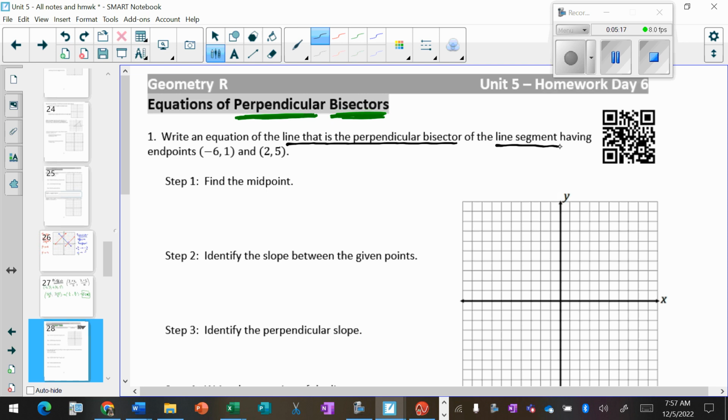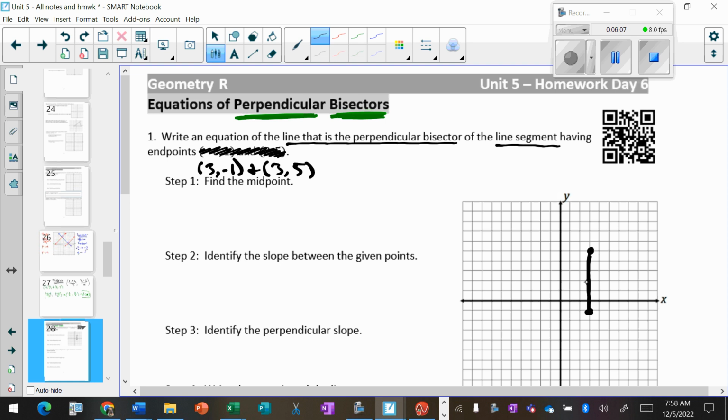So let's plot the point negative 6, 1. I actually think the points on your paper are different. I think the points on your paper are 3, negative 1, and 3, 5. That's what I had in my notes. So let's do those points instead. All right, 3, negative 1, and 3, 5. That's our segment. We're going to draw the line perpendicular to that one and passing through the midpoint.